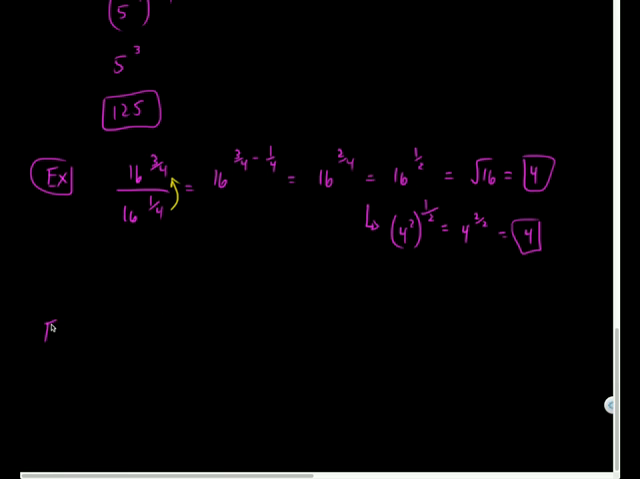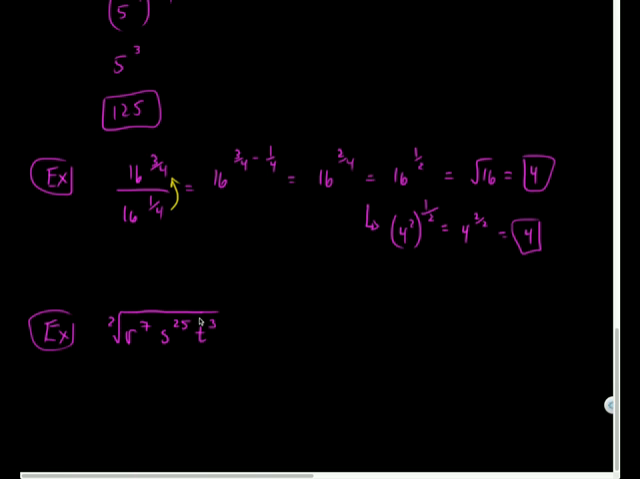And then, another example. What if I wanted to simplify the square root of r to the 7th, s to the 25th, and t to the 3rd? In this case, I'm taking a square root, so I could rewrite this as a fractional exponent of 1/2.